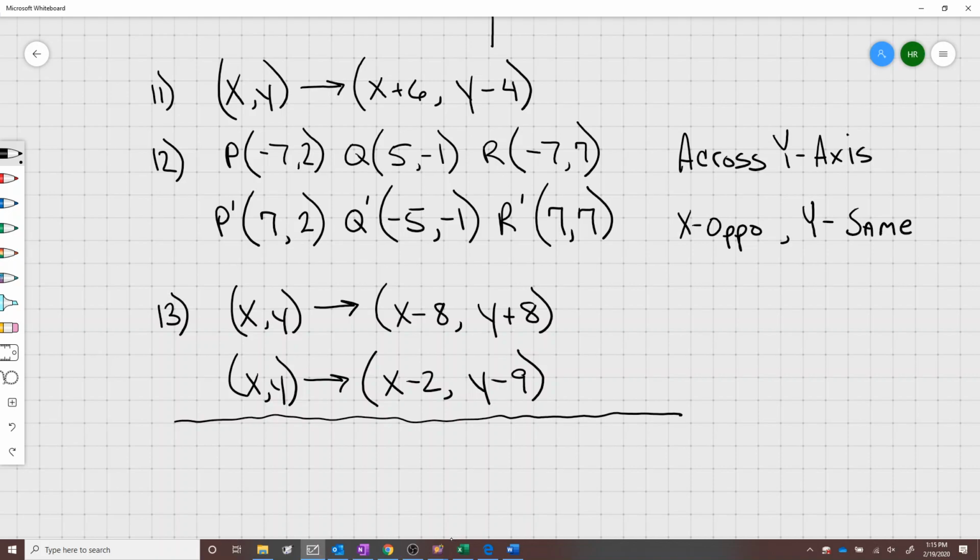So that combination, or they call it composition. If you took your shape and you went 8 left and then 2 more to the left, what's the result? Yeah, 10 left: x minus 10. And then if you took your shape and you went up 8 units and then down 9 units, what's the result? Down 1, so y minus 1. There's your composition.